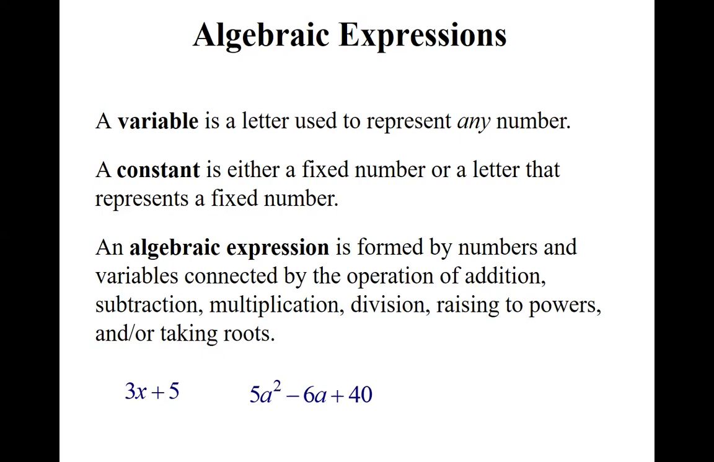5a squared minus 6a plus 40. The a has been raised to the second power. The a to the second power is joined to the 5 with multiplication. We're then joining with subtraction 6 times a, and then we're adding the constant 40.